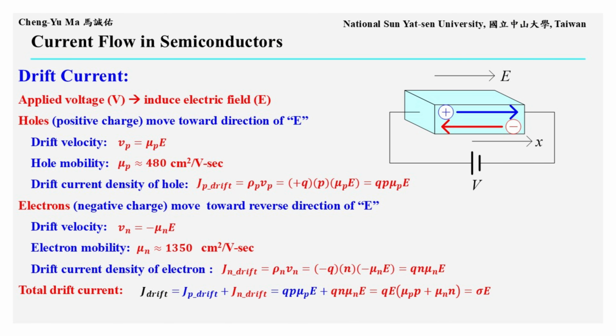Finally, the total drift current inside a semiconductor equals the hole drift current plus the electron drift current. Therefore, as shown in the equation, J drift equals Q times P times mu P times E plus Q times N times mu N times E. This can also be written as Q times E times the quantity mu P times P plus mu N times N, which equals sigma times E. Sigma is the conductivity. Therefore, the conductivity of a semiconductor equals Q times the quantity mu P times P plus mu N times N. The reciprocal of conductivity is the resistivity of the semiconductor.